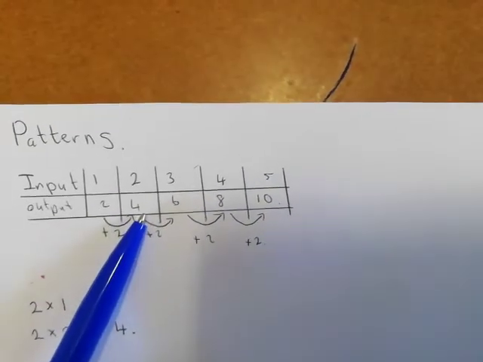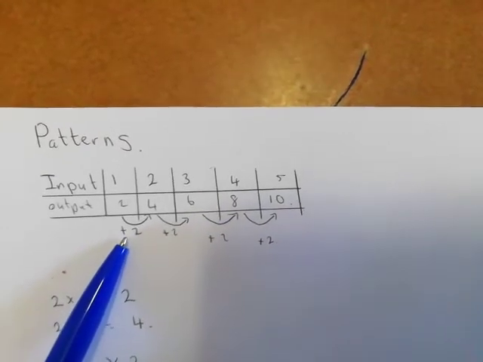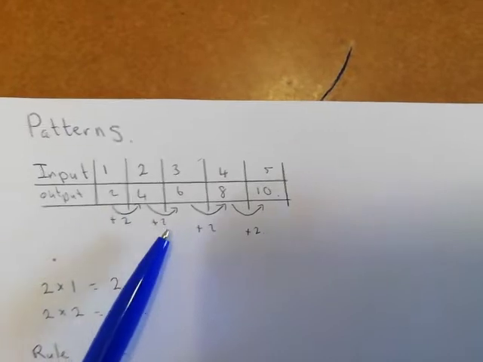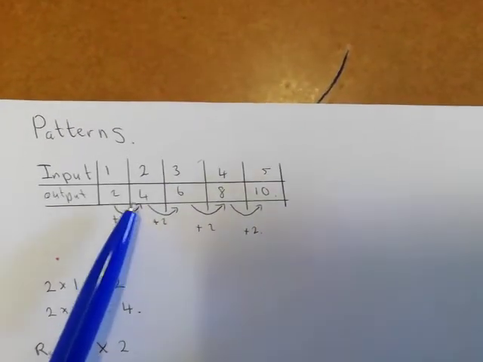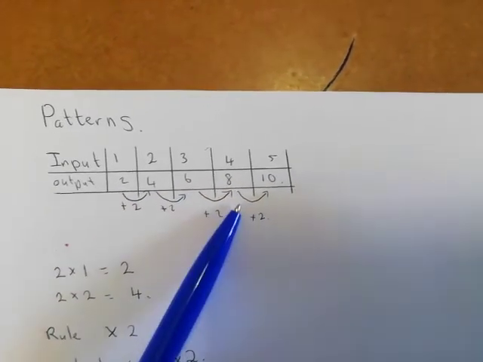So you can say 4 minus 2 to get plus 2. And then you check for the next one, 6 minus 4 is 2. So you can see that from 2 you plus 2 and get 4, 4 plus 2 you get 6, 6 plus 2 you get 8.